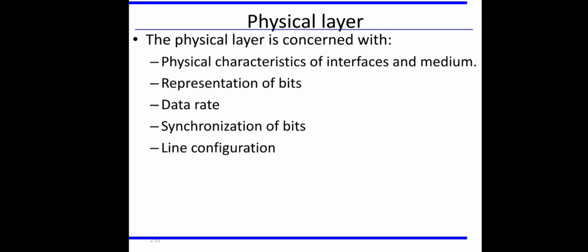Then line configuration. We know that different types of configurations are there, like point-to-point configuration or multi-point configuration. If it is a point-to-point configuration between sender and receiver, there is no such complexity; we can directly transmit the data over the medium. But if it is a multi-point configuration, we have to wait for our chance, because multiple machines share the same media. So that is also a major concern of the physical layer: what type of configuration is used, whether point-to-point or multi-point. According to that, it should use the service.